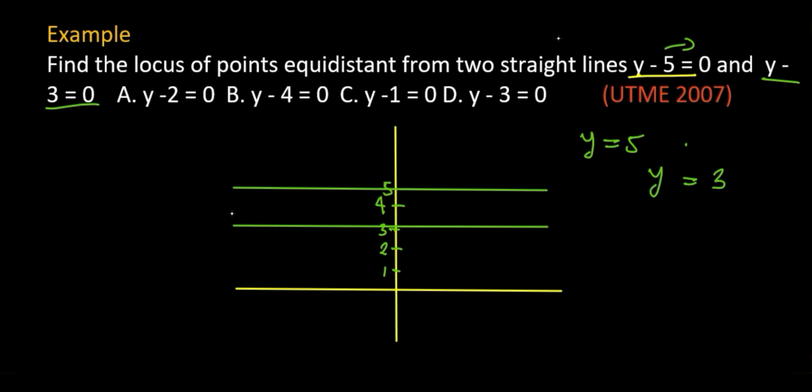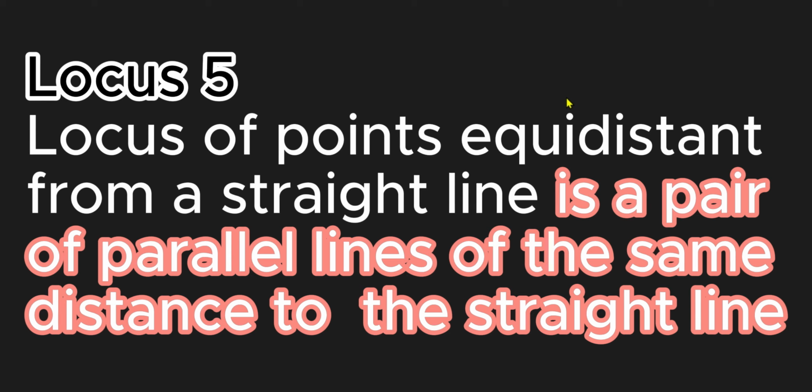You can see that the midpoint between the two will be 4. That will be the locus for the two parallel lines. So our answer will be y equals 4, which means y minus 4 equals 0. Option B.